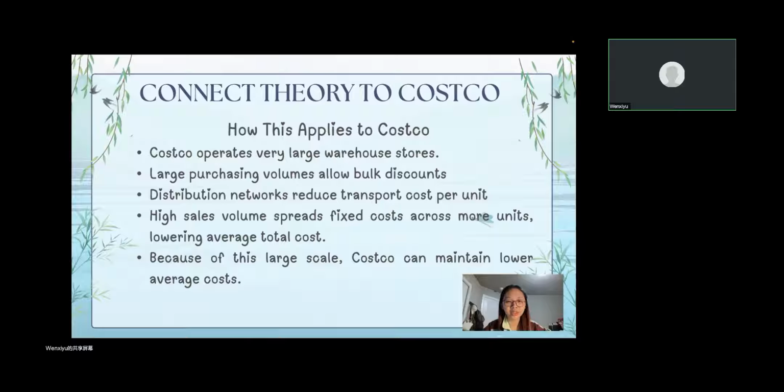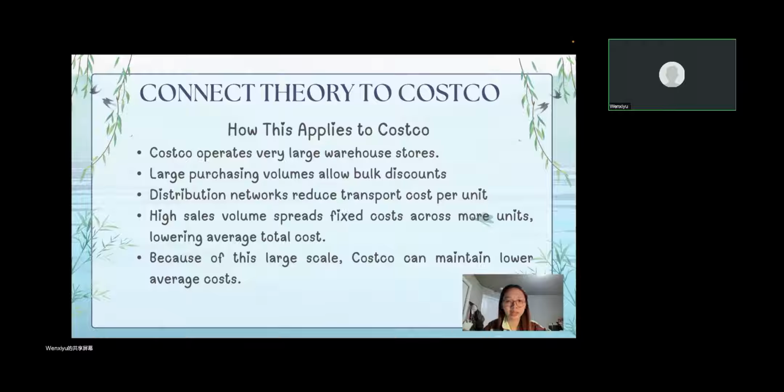Another important factor is high sales volume. When Costco sells more units, it can spread its fixed costs across more products, which helps lower average total cost, or ATC. Because of these advantages, Costco can often maintain lower average costs than smaller retailers. This is why economies of scale is a strong explanation for Costco's business strategy.